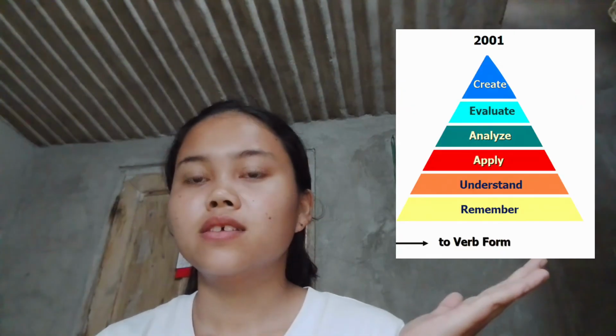So let's proceed to the revised Bloom's taxonomy in 2001 by David Krathwohl and Lorin Anderson in a verb form. So first is remembering, recalling the information. Same as knowledge but focused on actions like listing or identifying. Next is understanding, explaining ideas so you can interpret and summarize the information in your own words.